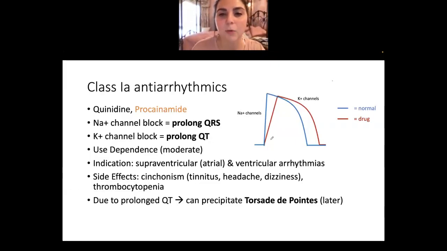But for 1As, your 1As are going to bind. So again, the normal is in blue. What the antiarrhythmic is doing is in red. So it's blocking sodium channels. And 1As have moderate use dependence. So you're going to see a moderate decrease in the upstroke.